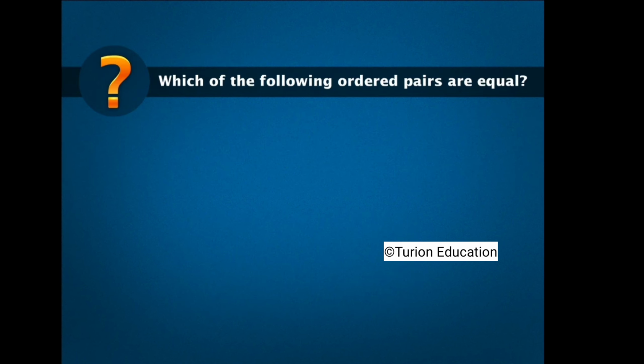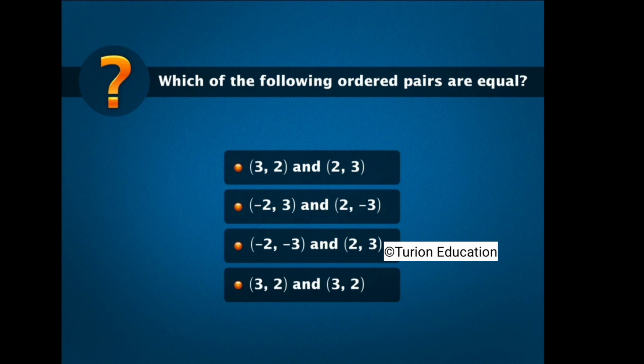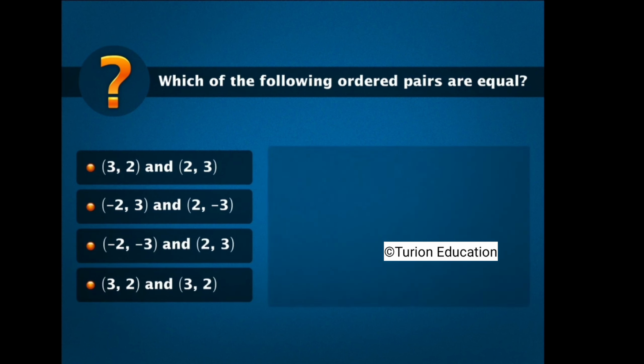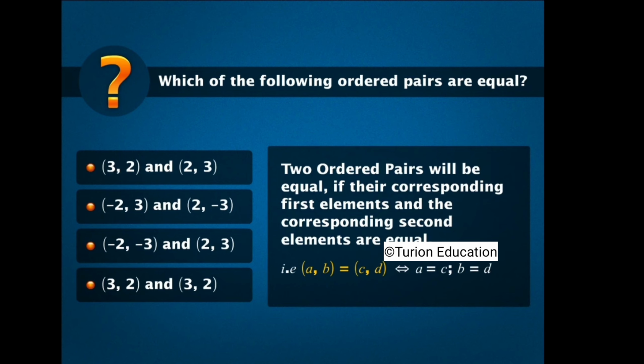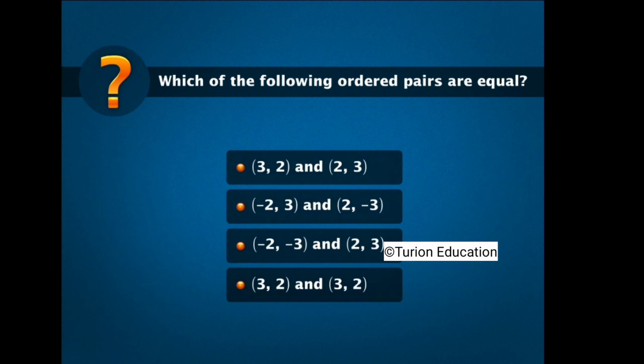Let's find out which of the following ordered pairs are equal. We know that the ordered pair (a, b) is equal to the ordered pair (c, d) on the condition a equals c and b equals d. The condition of corresponding first and second elements being equal is not true for the two ordered pairs in part 1, 2, and 3. But we can see that for the two ordered pairs in part 4, the first elements are equal to each other, and so are the second elements. So, the ordered pairs in fourth part are also equal.